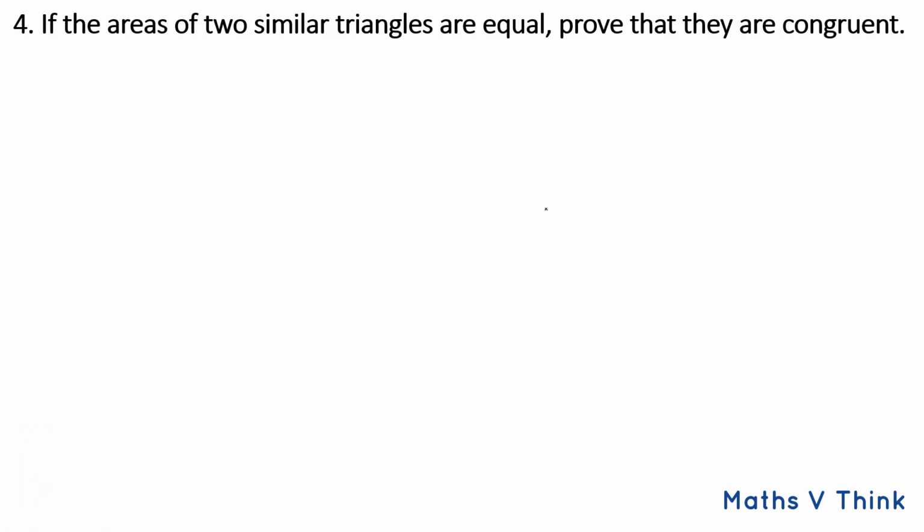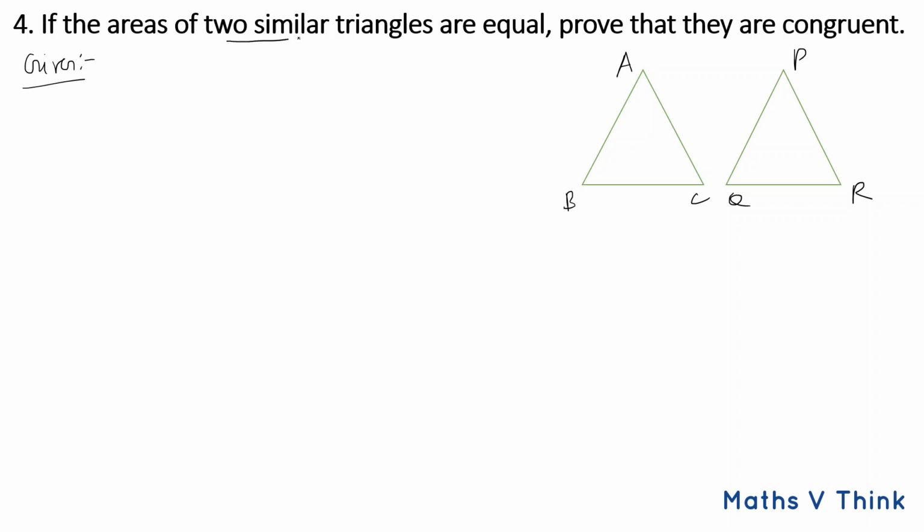So two similar triangles, we need to draw ABC and PQR. So let this be ABC, PQR. So we'll write the given information. Given is, they have given two similar triangles. So I'll write triangle ABC is similar to triangle PQR, and in the same way they told that the areas are equal.